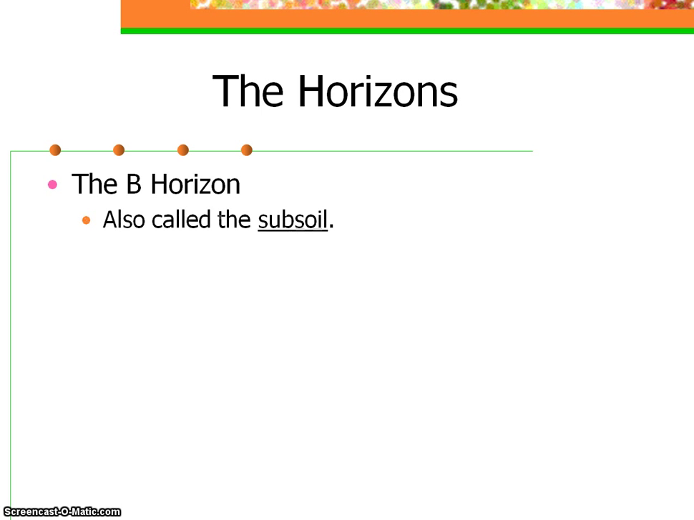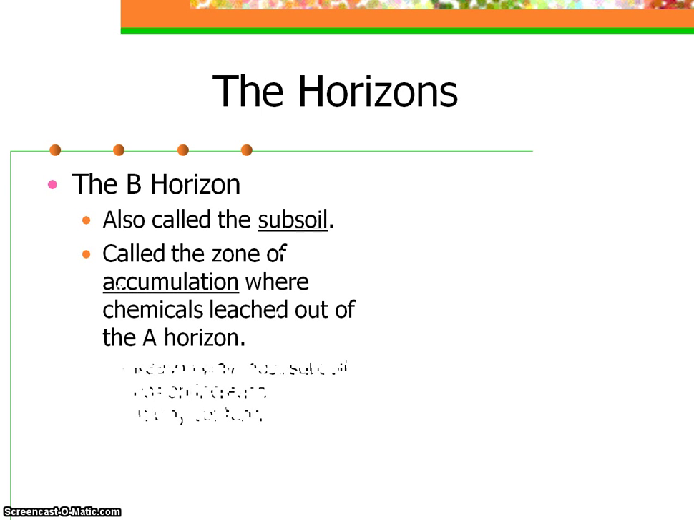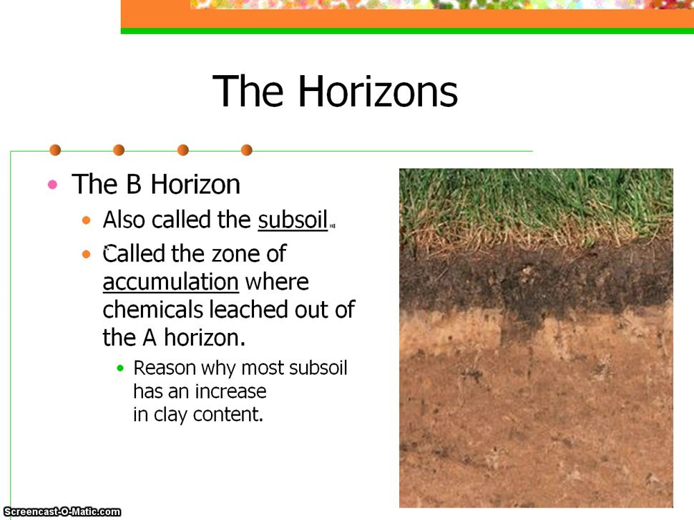We do have the B horizon. And the B horizon is mainly going to be subsoil, and this subsoil is going to be mainly made of clay.